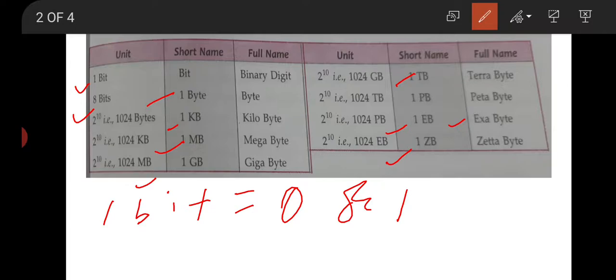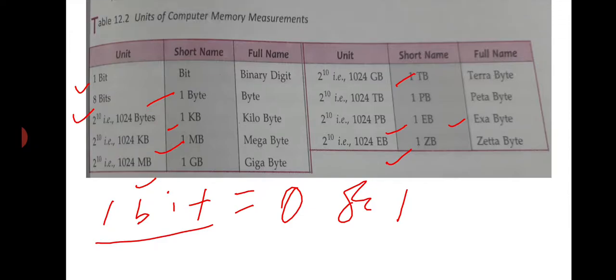We started from the lowest, which is the bit, and the highest is the zettabyte. After the zettabyte there are some more, higher memory measurements used in computer systems, so the zettabyte is not the last memory unit. Now we are going to see the memory structure of a computer system.